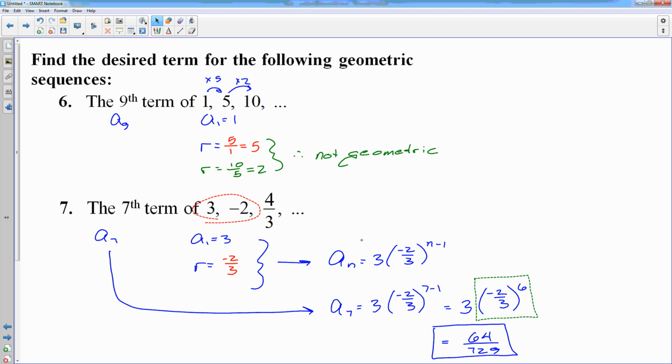And you know what? I messed up. That is not the correct answer. I forgot to multiply by 3. All I did is the exponent. When you multiply that by 3, you get 64 over 243. So let me fix that. Hey, stop that.